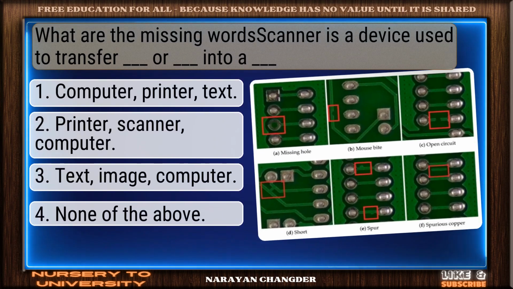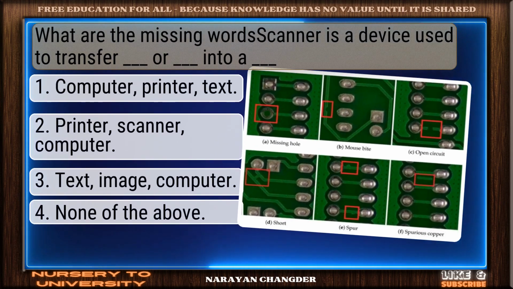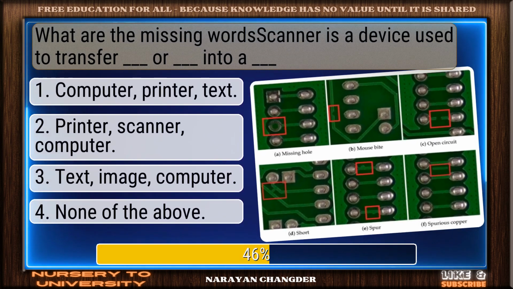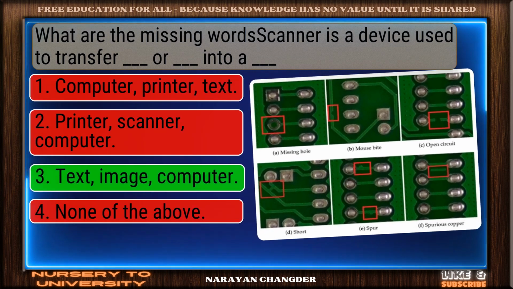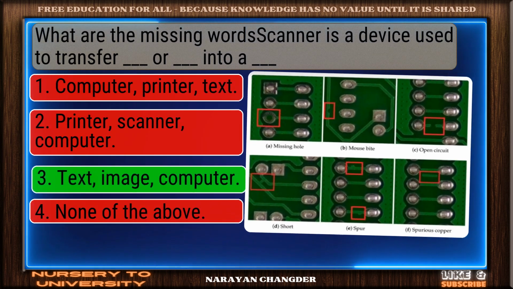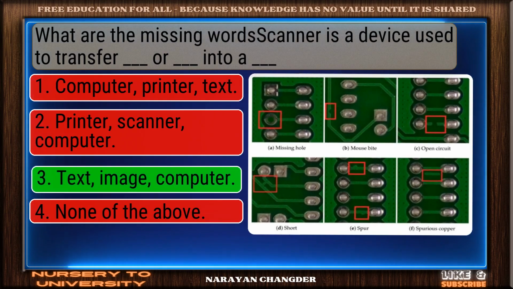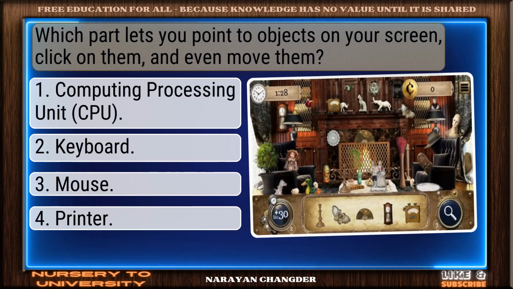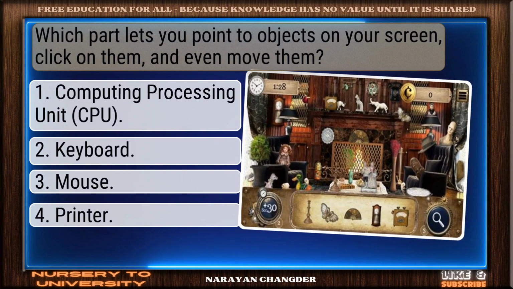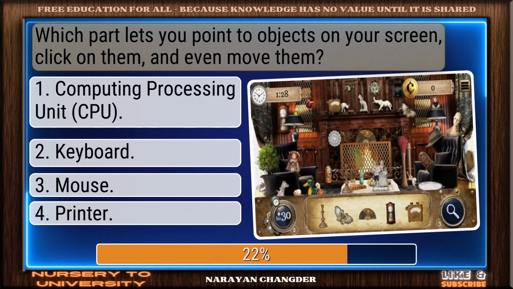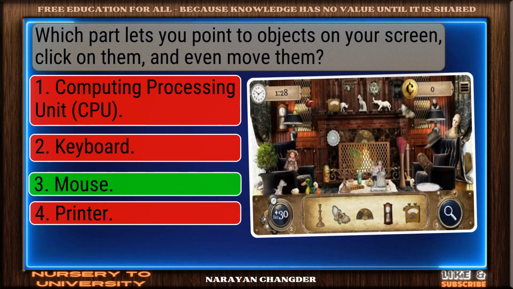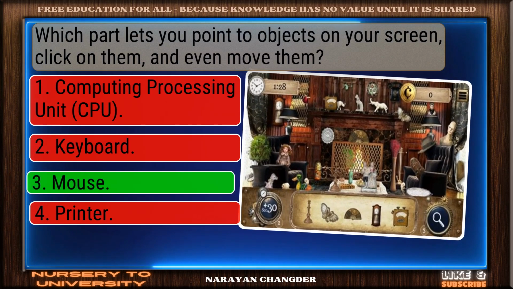What are the missing words? Scanner is a device used to transfer dash or dash into a dash. Nice work. You chose text, image, computer, and it is correct. Which part lets you point to objects on your screen, click on them, and even move them? Clear logic. Your choice mouse is sound.